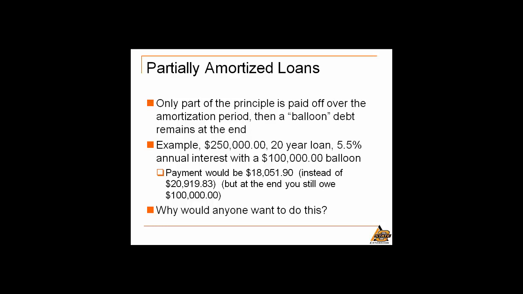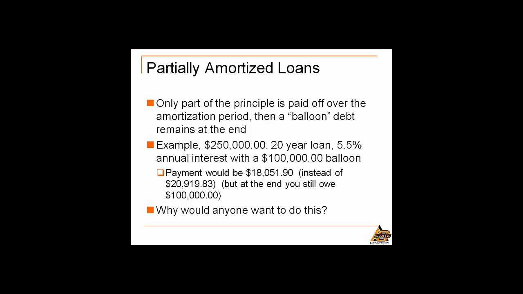An example would be the $250,000 20-year land loan, 5.5% annual interest, but with a $100,000 balloon, so we're only going to be paying off $150,000 of the loan over the 20-year time period. The payment on that loan would be about $18,051 or $52 instead of the $20,000, almost $21,000 if we financed, or if we paid off, the entire $250,000 over the loan period. But remember, at the end of the 20 years, the borrower, if they took this out to the end of the loan contract, would still owe $100,000.